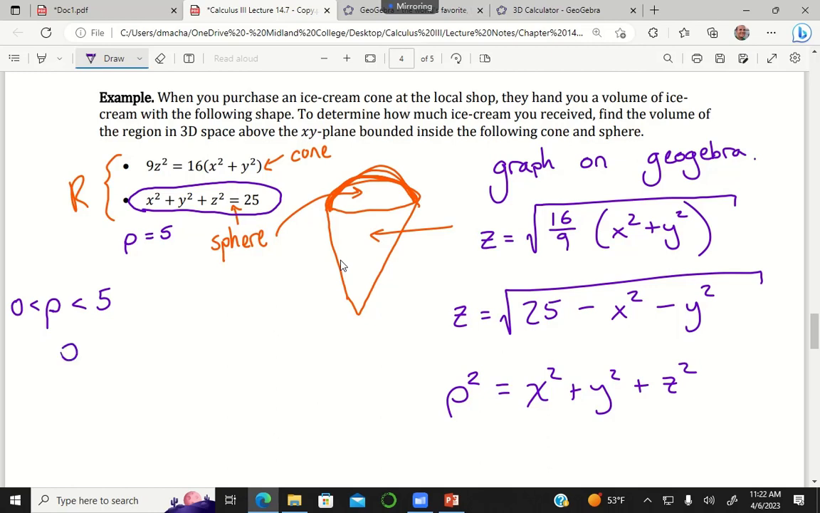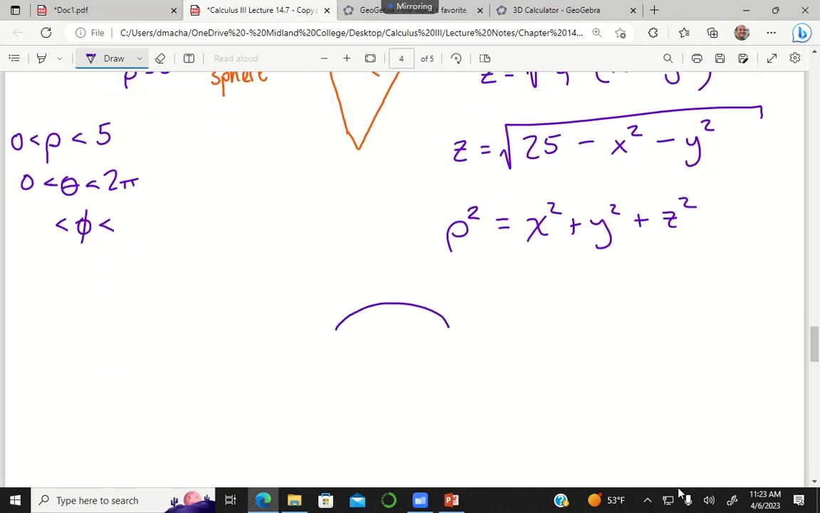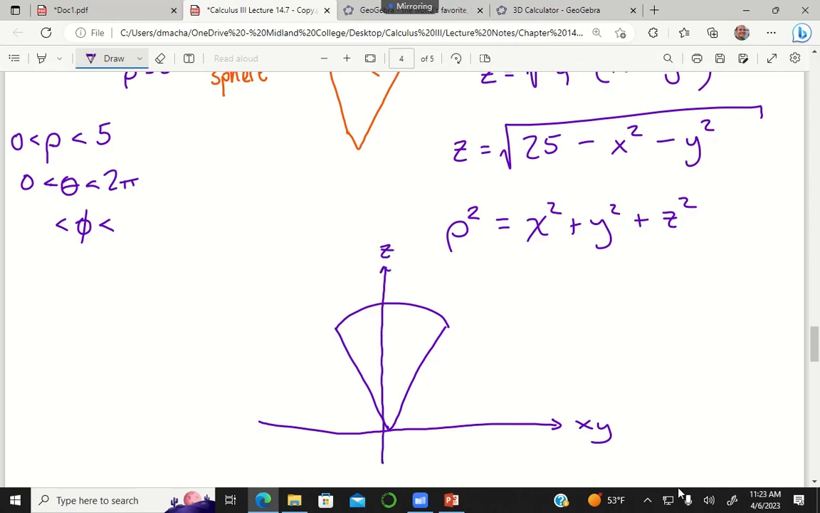Now, theta can be anywhere between 0 and 2 pi, right? Because my whole ice cream cone is round. And then phi is the angle away from the z-axis. And so I have to think about what a trace of my ice cream cone would look like. Let me call this the xy plane, and then this would be the z-axis. So phi is this angle right here.